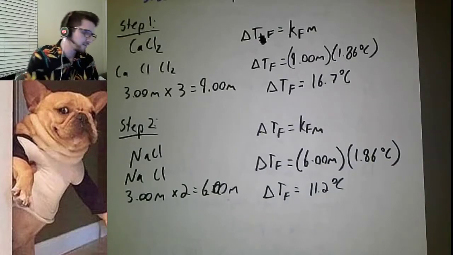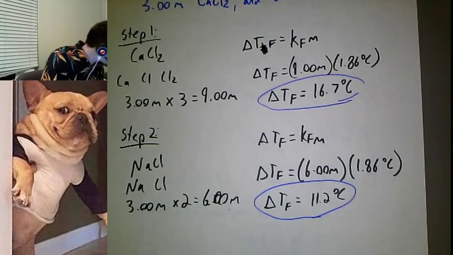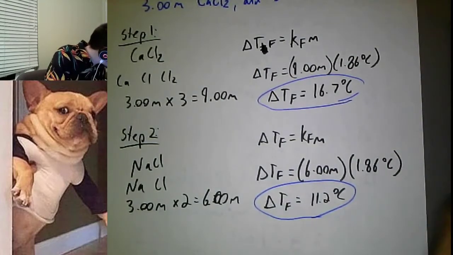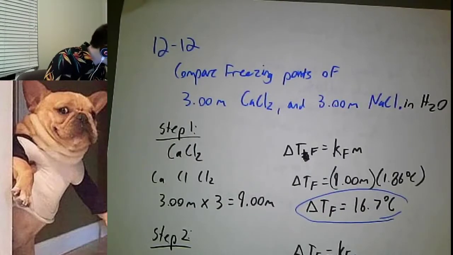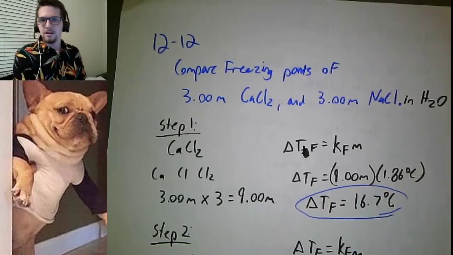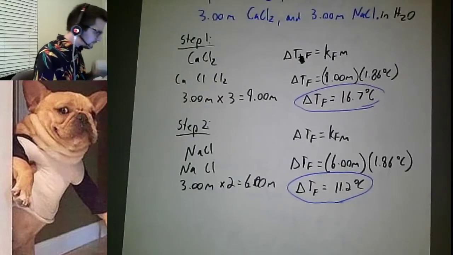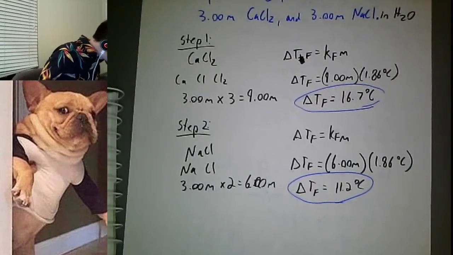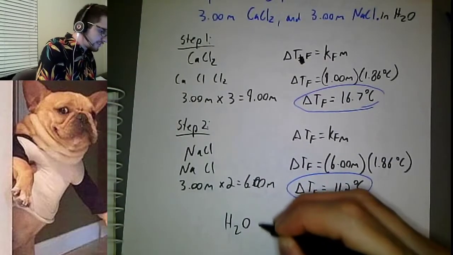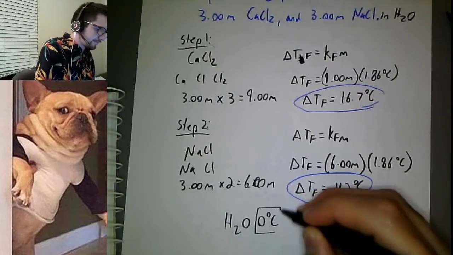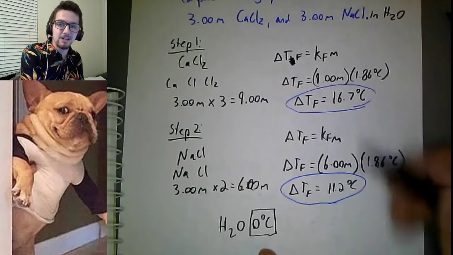Okay, so I found the change in freezing point for this one and the change in freezing point for that one. So what does it ask me to do? Compare the freezing points. So let's do just that. What's the freezing point of water? The freezing point of water is 0 degrees Celsius. So how would I compare these two things? Which one would take longer to freeze?